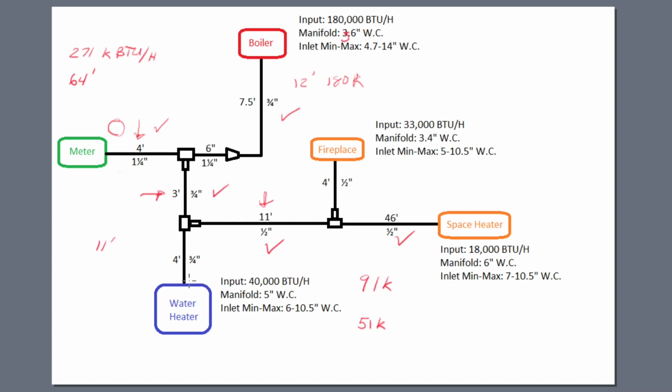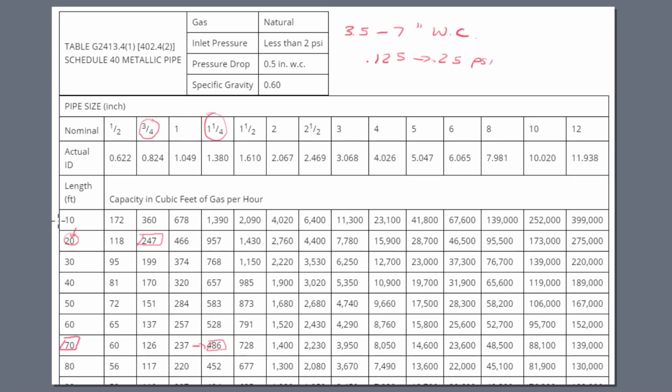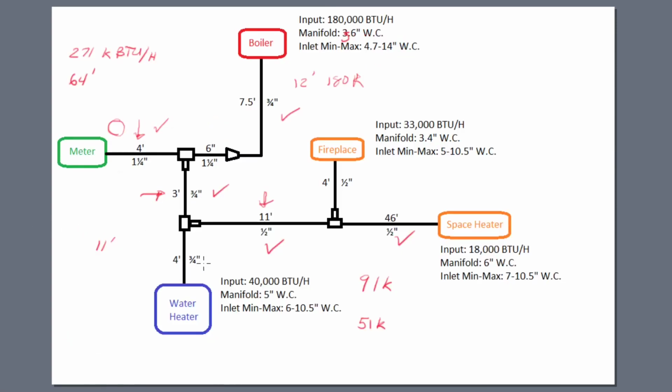The demand on this branch, since we already calculated that we have the correct pipe diameters going to this branch, we just need the load of 40,000. We go back to our chart, armed with 11 feet, rounded up to 20, and a demand of 40,000, and we can see that we only need a half inch diameter pipe going to the water heater. Looking back here, you can see that the installer put 3/4. 3/4 is sufficient. The water heater is going to get plenty of gas.